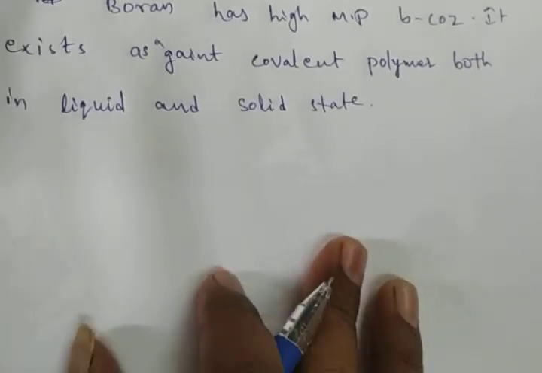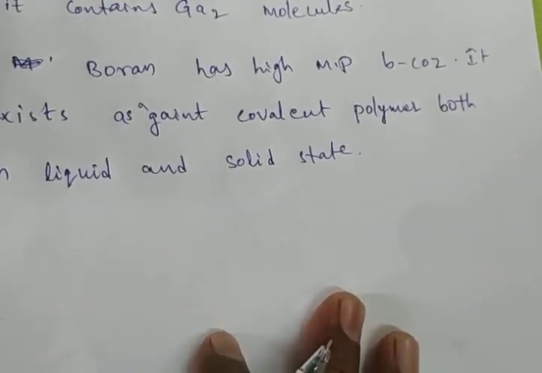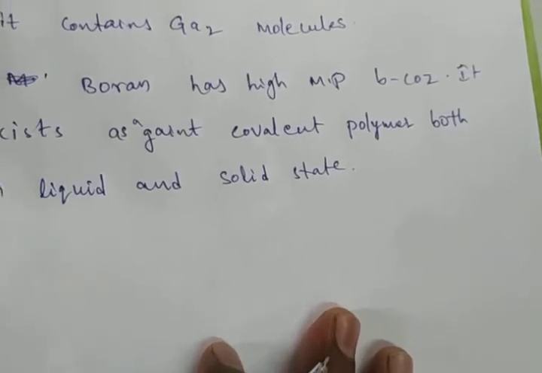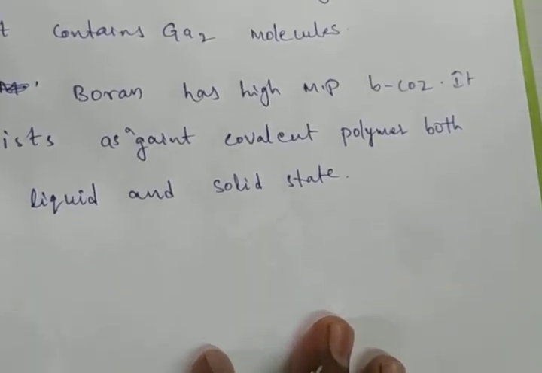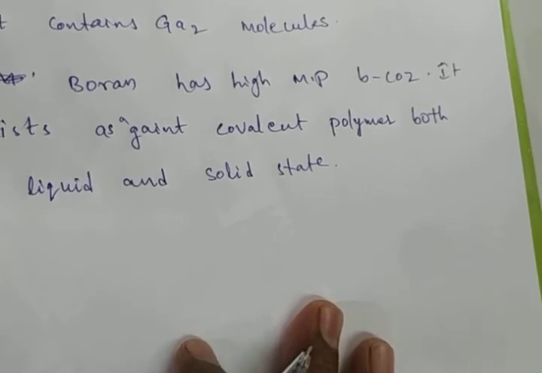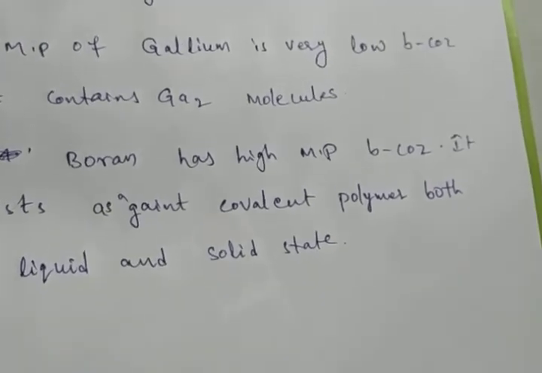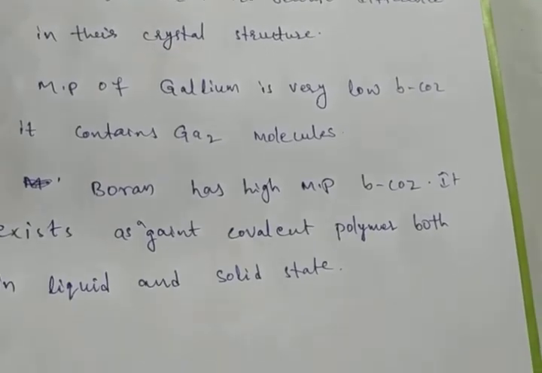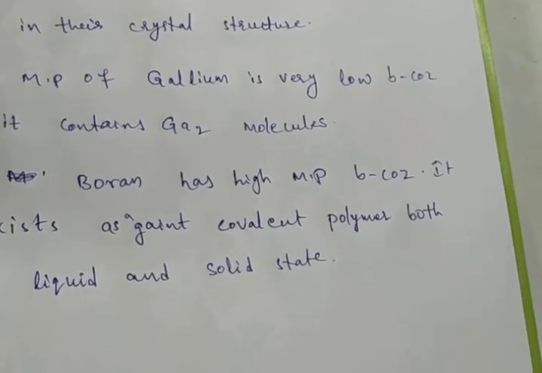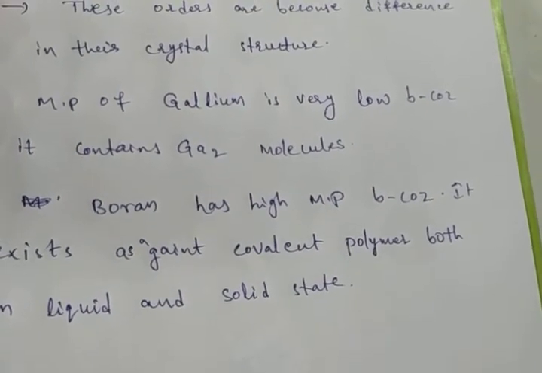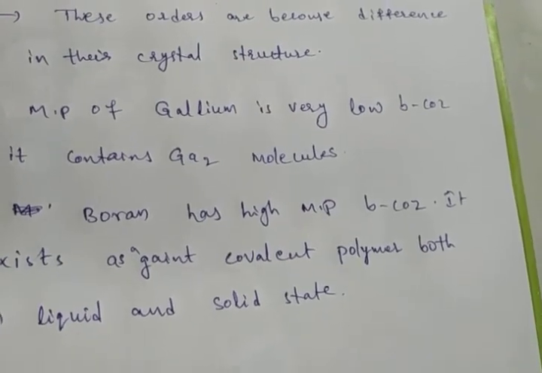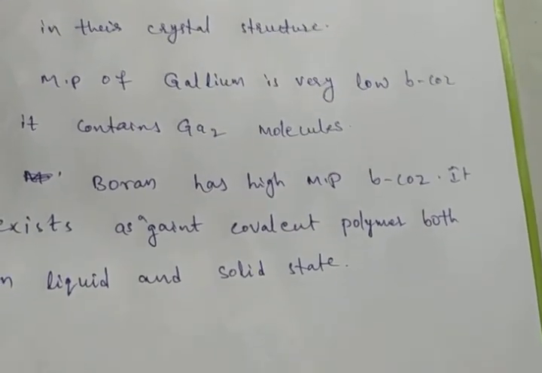Gallium exists as a liquid between 29 degrees Celsius and 2000 degrees Celsius. So gallium is used in high temperature thermometry. So these are the variations of properties. The remaining variations, oxidation states and so on, we will discuss in the next class.